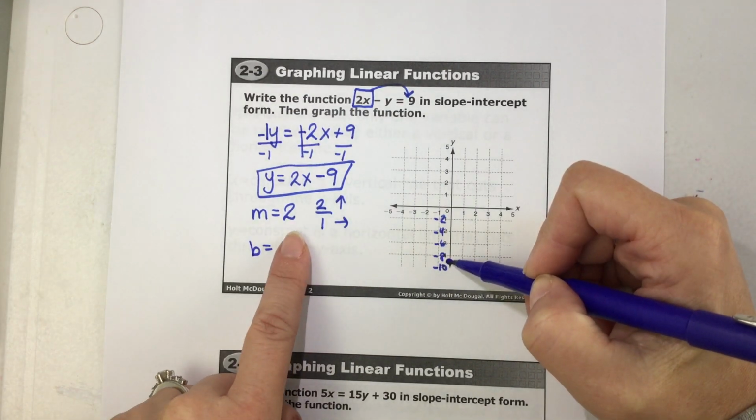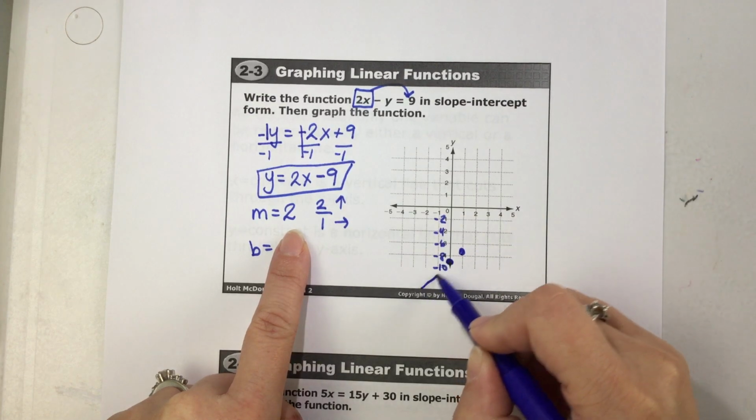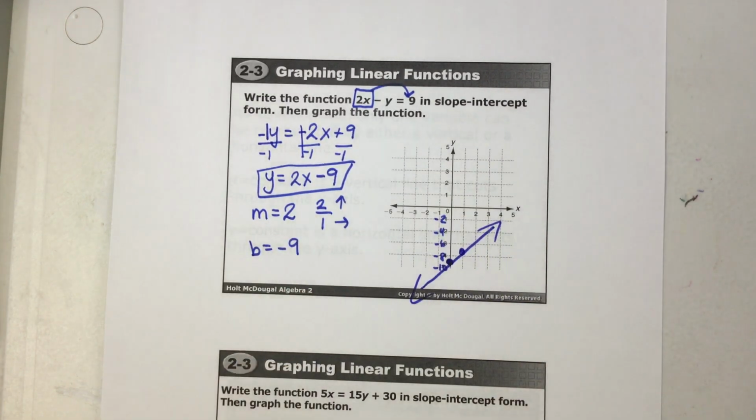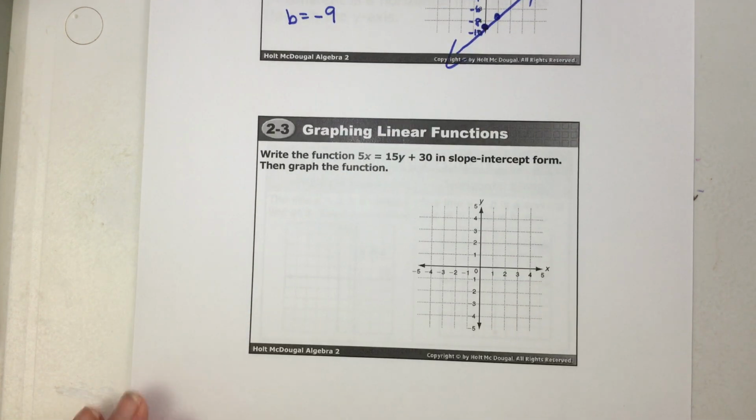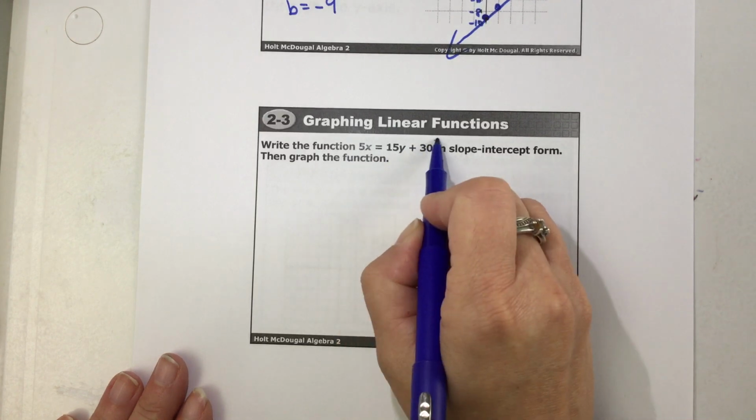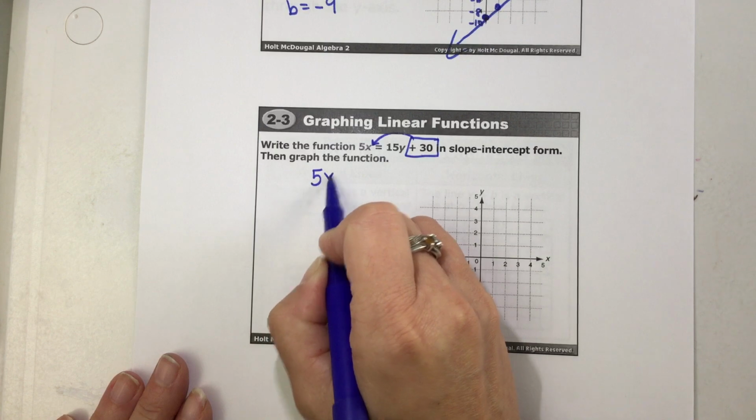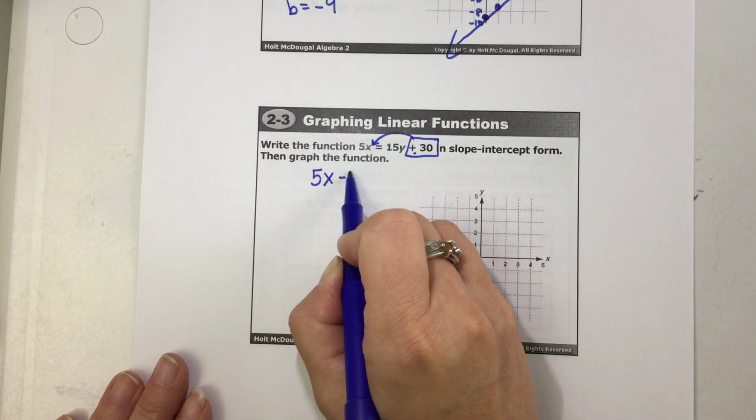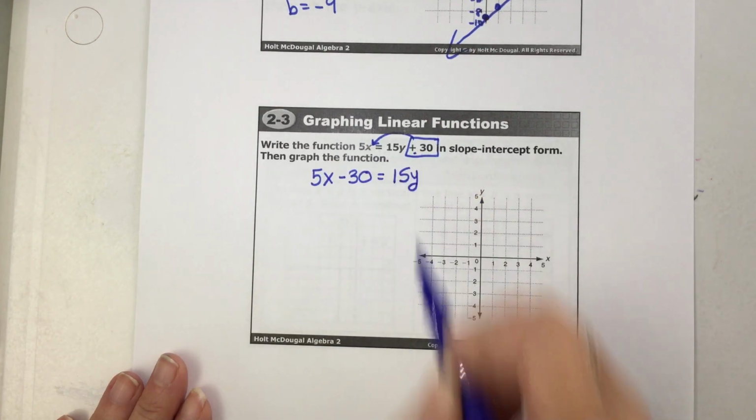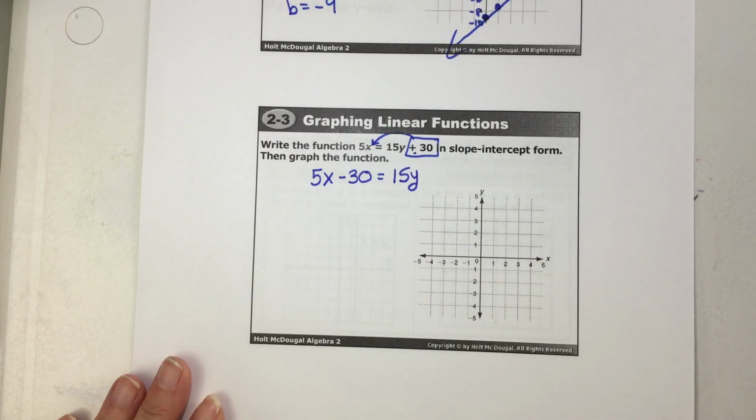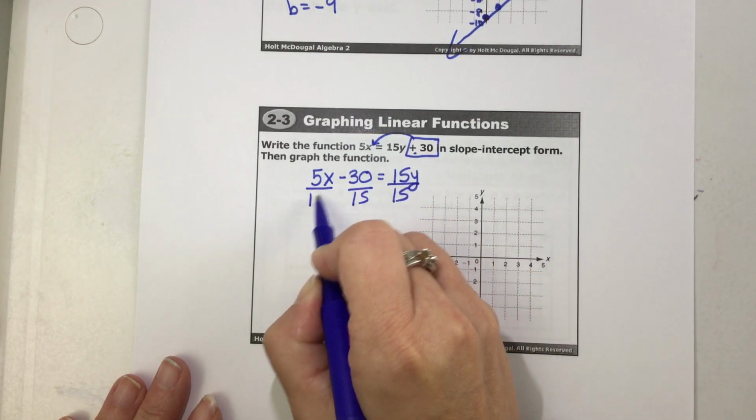Now remember, I'm going by 2s. So I go up 2 over 1. 2 points forms a line, and you're done. Let's look at another one. Again, I want y all by itself. Y is here, so anything on the same side as y needs to be moved. So this side is 5x. It's a plus 30 here, so to move it to the other side, I need to minus. This side, what I would have remaining is 15y. Y is not alone yet, so I need to divide everything by this 15 in order to cancel it.